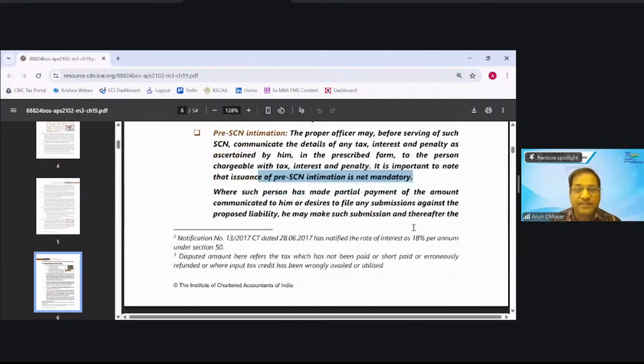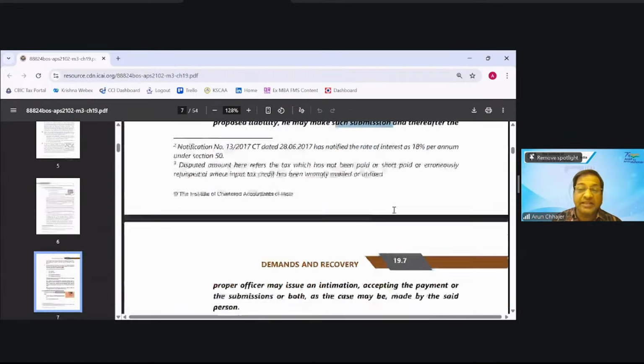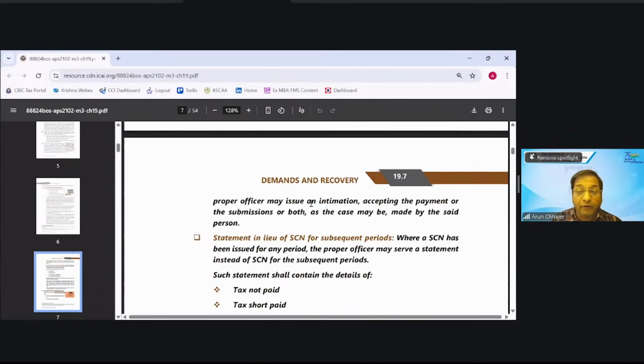Where such person has made the partial payment of the amount communicated to him and desires to file any submission against the proposed liability, he may make such submission, and thereafter the proper officer may issue an intimation accepting the payment or the submission or both, as the case may be, made by him.